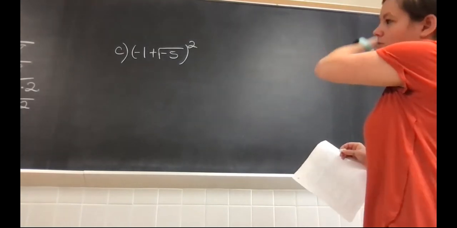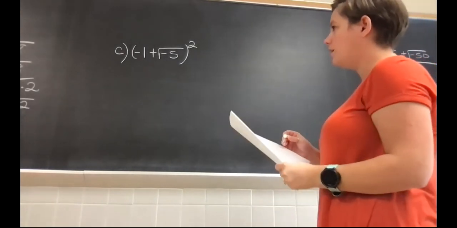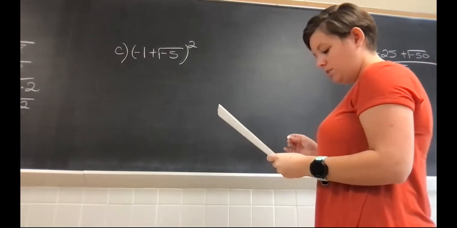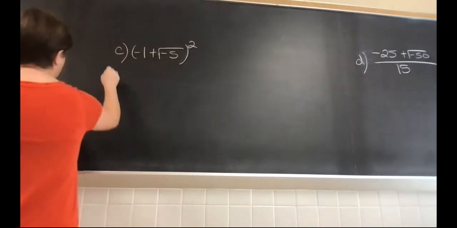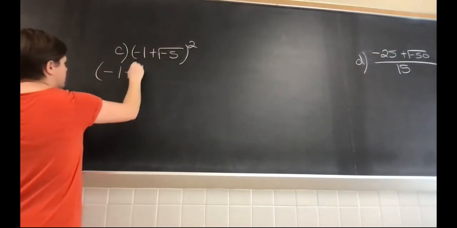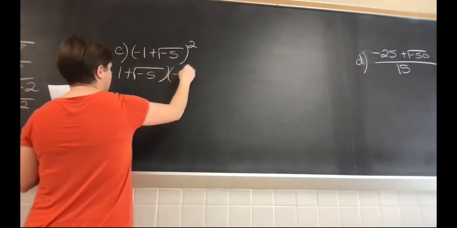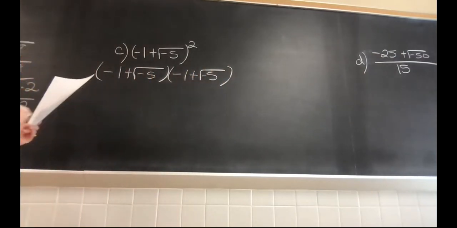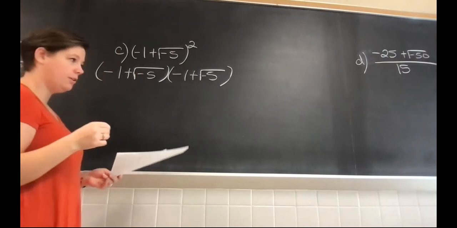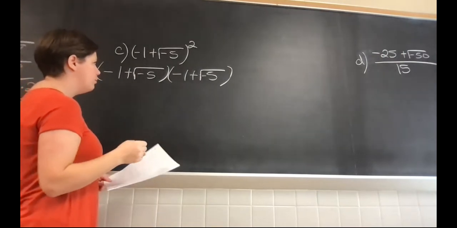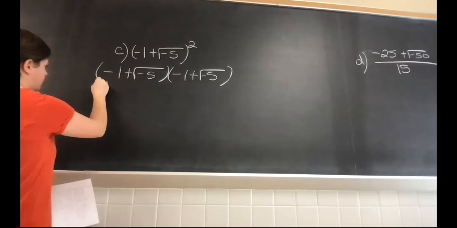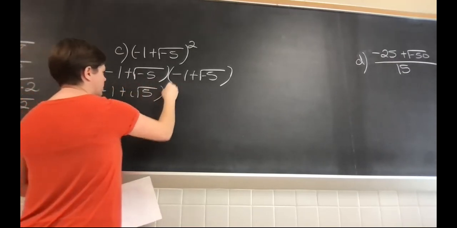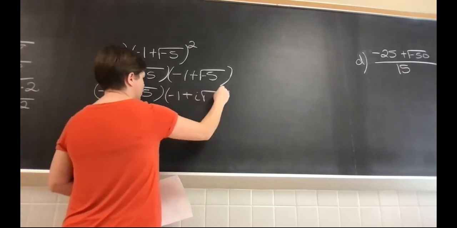Example C. We have -1 plus the square root of -5 quantity squared. Okay, so let's write that as -1 plus the square root of -5, -1 plus the square root of -5, like that. That way, we're going to know we're going to FOIL here in a minute. But before we FOIL, we need to pull out that i. -1 plus i square root of 5 times -1 plus i square root of 5.